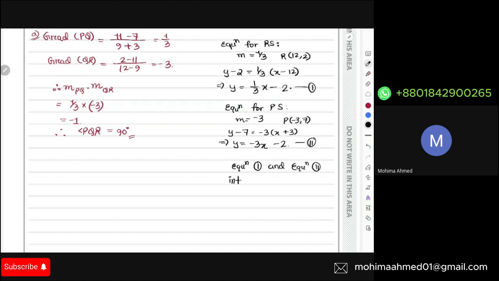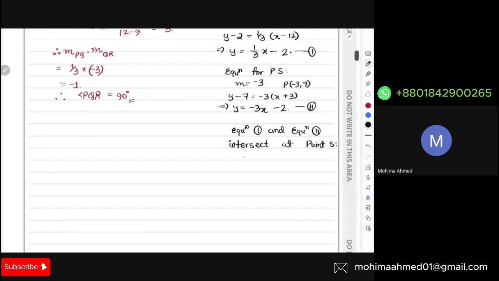they both intersect at point S. So I just have to insert equation 1 into 2. So we have 1 by 3 x minus 3 equals minus 3x minus 2. So if you write all the x's together, 1 by 3 plus 3x, and 2 minus 2, this was actually 2. 2 minus 2 are going to cancel each other out, leaving you with 0. So eventually you will get the value for your x is also 0, right?